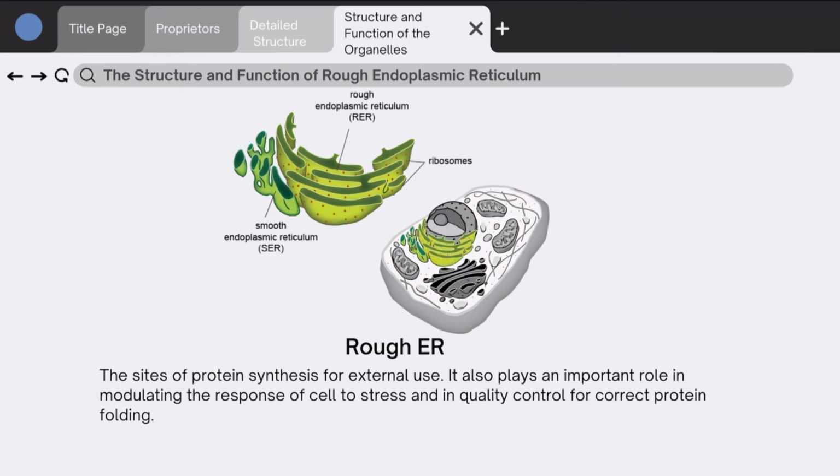Next is rough ER. The site of protein synthesis for external use, it also plays an important role in modulating the response of the cell to stress and in quality control for correct protein folding.